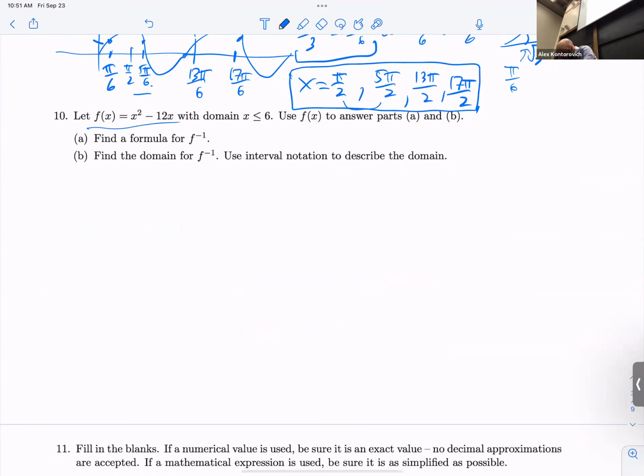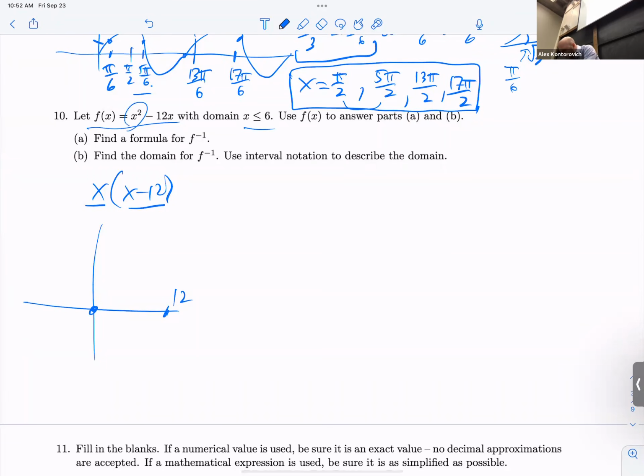All right, f is equal to this with the domain. Got to draw a picture. So this is kind of easy. They gave us a factorization, x times x minus 12. That means it's going to go through x equals 0 and x equals 12 are the two places that it's going to go through the origin.